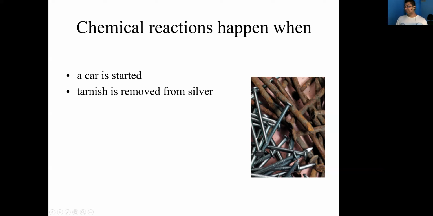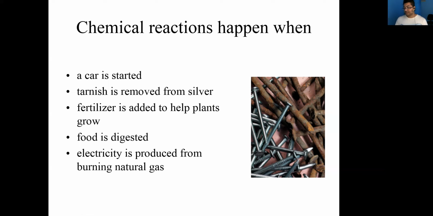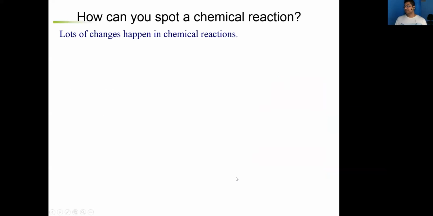Okay, so tarnish removed from silver is also a chemical reaction. Fertilizer could be a chemical reaction to grow food. And as I told you, food digestion inside the stomach of the human body. The electricity, yes, that's a great example. That's what we saw in our second mini lesson: electricity generation using the combustion of natural gas, methane. And as I see, the rust of iron. Okay, so how can you spot a chemical reaction?